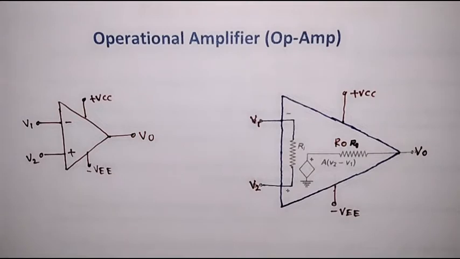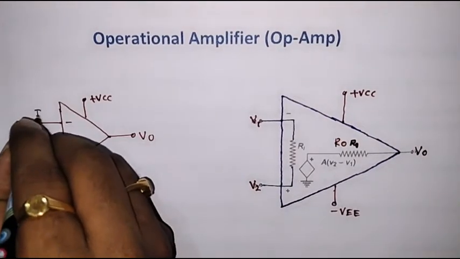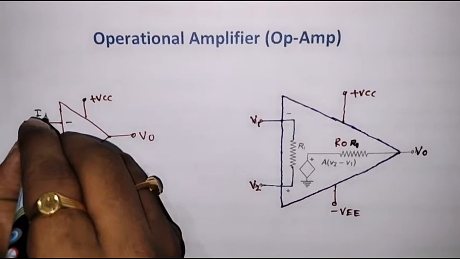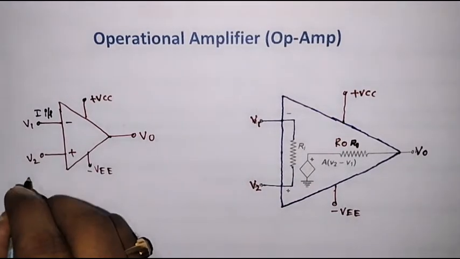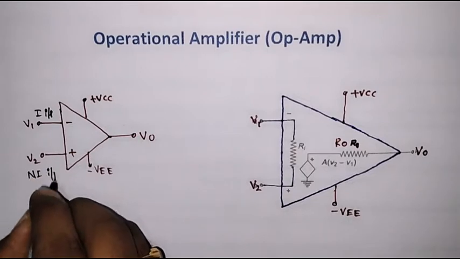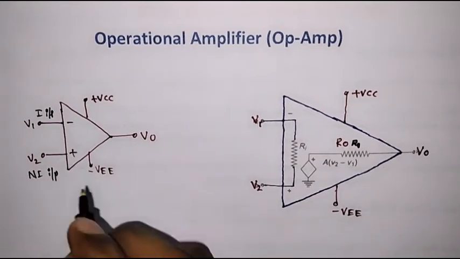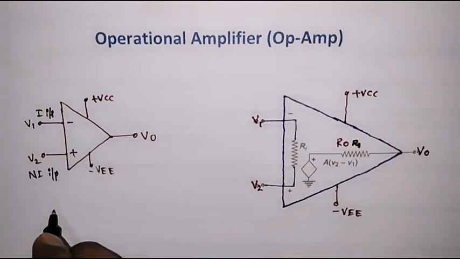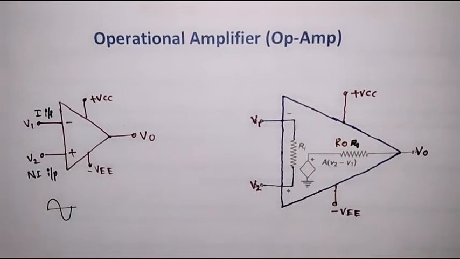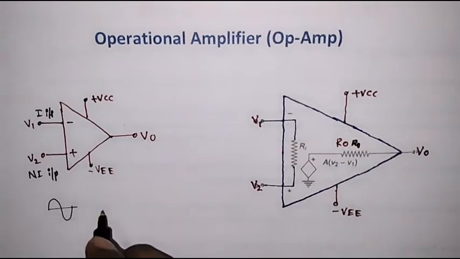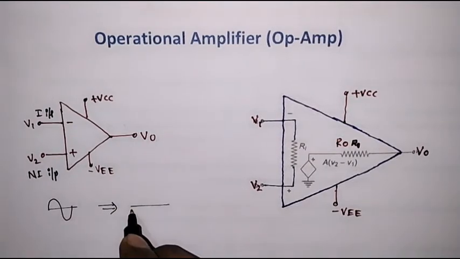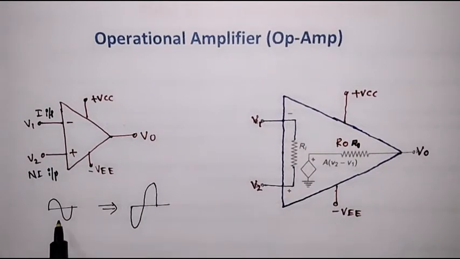That is, V1 is inverting input whereas V2 is non-inverting input. V1 is called inverting input because suppose if you give the input voltage, this one, to the inverting input, it produces the output which appears like this. That is, there is a 180-degree phase shift between input and output.